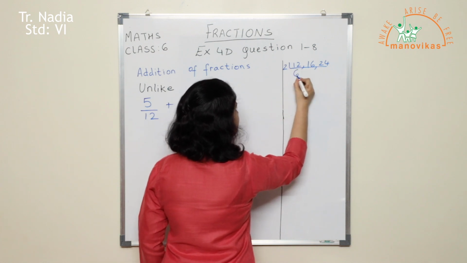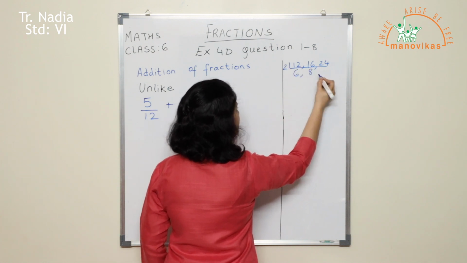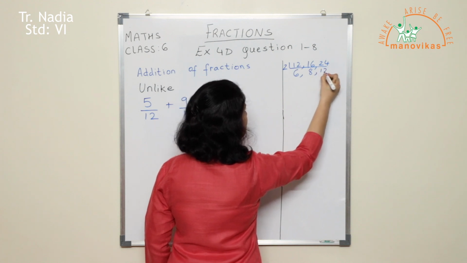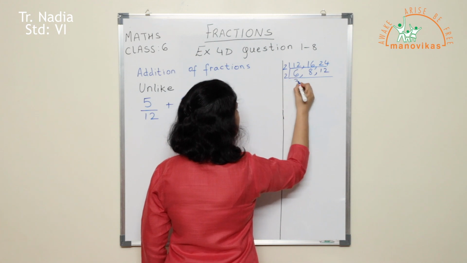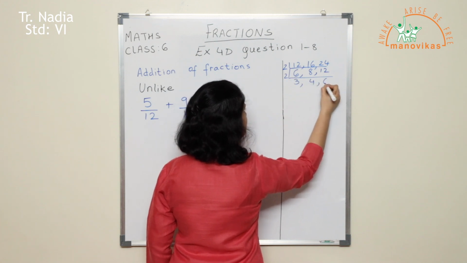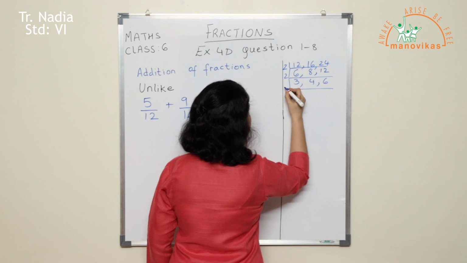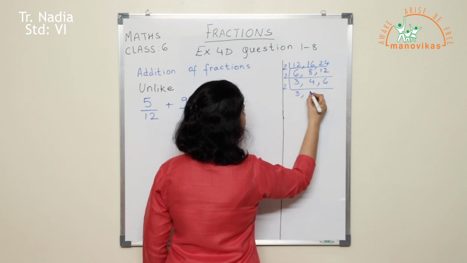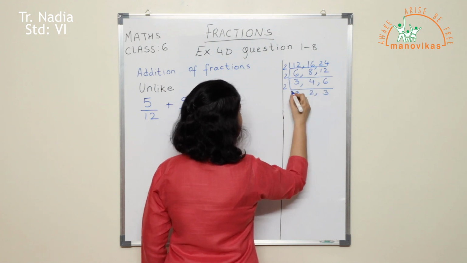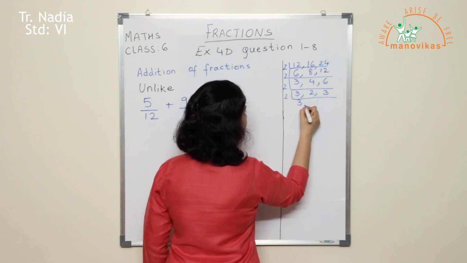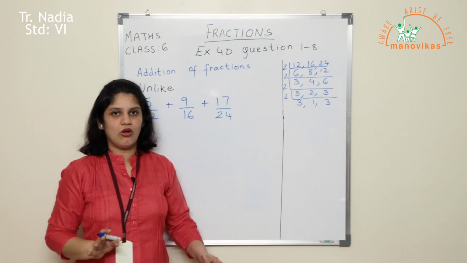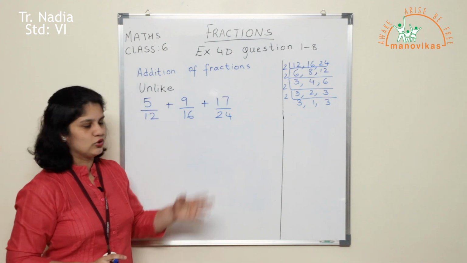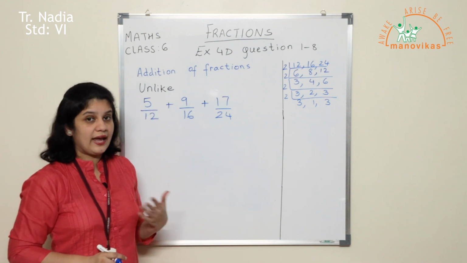12 divided by 2 is 6, 16 divided by 2 is 8, and 24 divided by 2 is 12. Once more I will make use of prime number 2. 2 3s are 6, 2 4s are 8, 2 6s are 12. I can still use prime number 2. 3, 4, 6. Okay, now I am done with prime number 2. I can no longer use prime number 2 because there is no number which can be divided by 2 anymore.